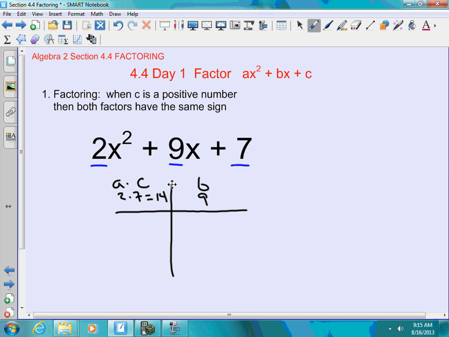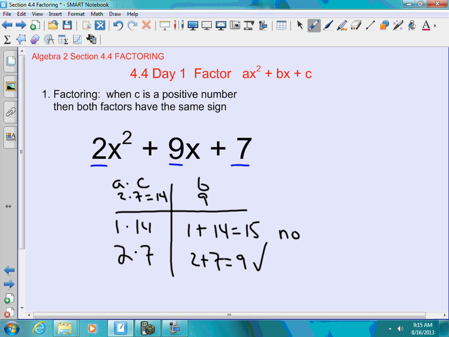Some of you may see it right away, but you can always start with thinking, okay, 1 times 14. That's a combination of multiplies that make 14, but when I add them together, they make 15. So this is not an answer. That's not a combination that's going to work because it has to add to make 9. So the only other combination that multiplies to make 14 is the one we have up here, the A times C, which 2 times 7 is 14, and 2 plus 7 equals 9. That's our winner. That's the combination that's going to work.